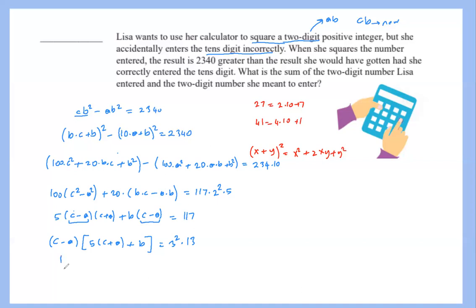So you could have 1 or 3. If this is 1, the whole thing will be 117, which is 3 squared times 13. If this is 3, you will get 3 times 13, which is 39. So you have 2 options.